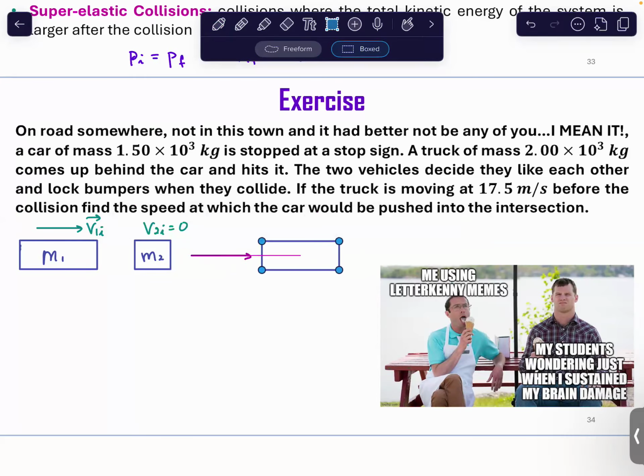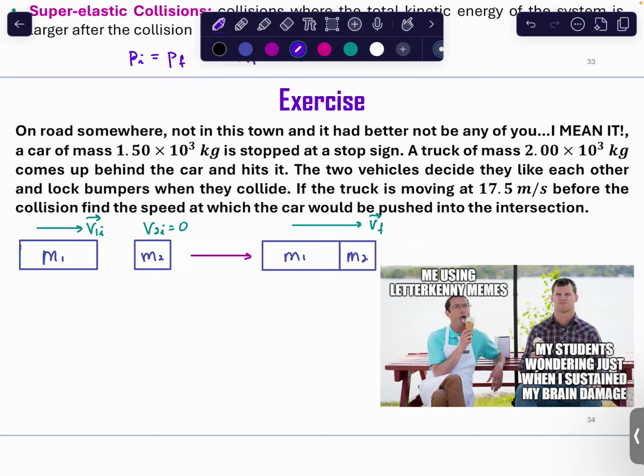And so now we have a system where the car and the truck are stuck together as a single unit, and they share a final velocity. So whatever that final velocity is, that is the velocity the car is being shoved into the intersection.